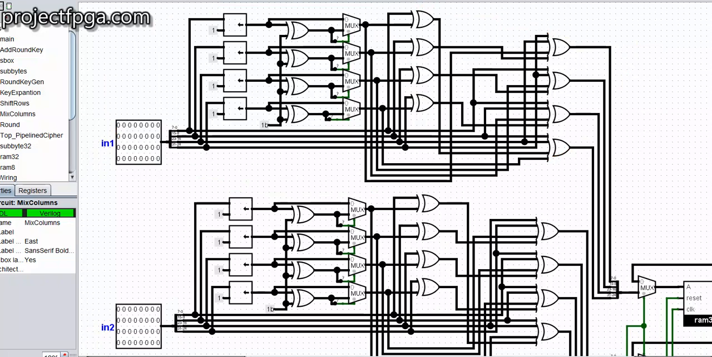In AES, Boolean algebra, matrix multiplication and addition, we know that multiplying by 2 means shift left by 1. Then multiplying by 3 means shift left by 1 and XOR with the original input. Then multiplying by 1 means returning the actual input.